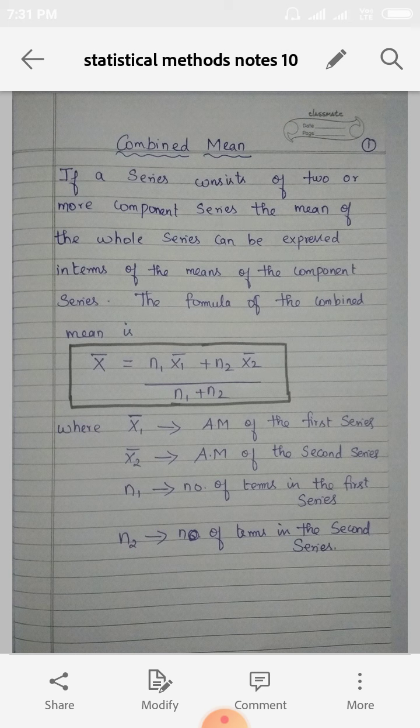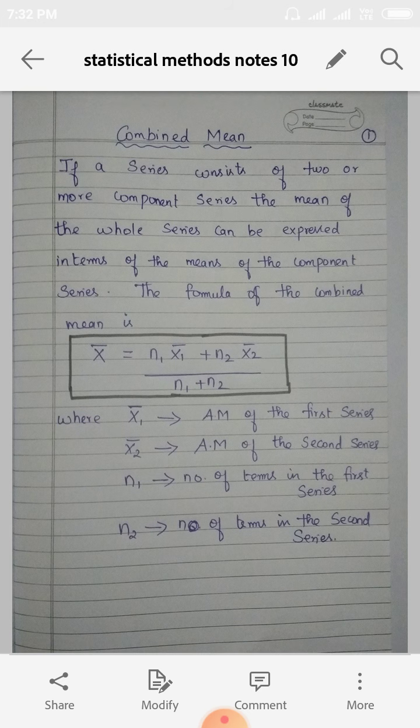Dear students, today we are going to see another chapter, that is combined mean and combined standard deviation. In the last classes, we saw only the arithmetic mean for single data, and like that, for single data, we have to find the standard deviation. But in this chapter, we are going to learn how we can find the mean and standard deviation of combined data. That is, when the data are combined, how can we find the arithmetic mean and standard deviation?